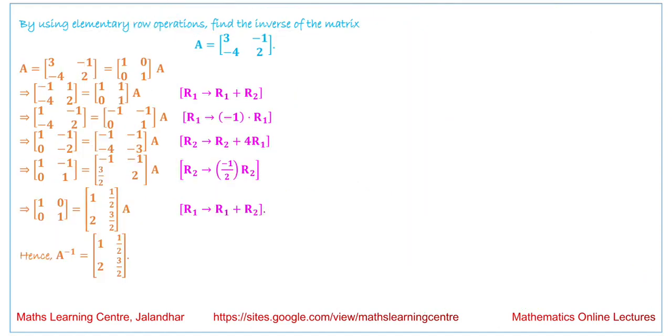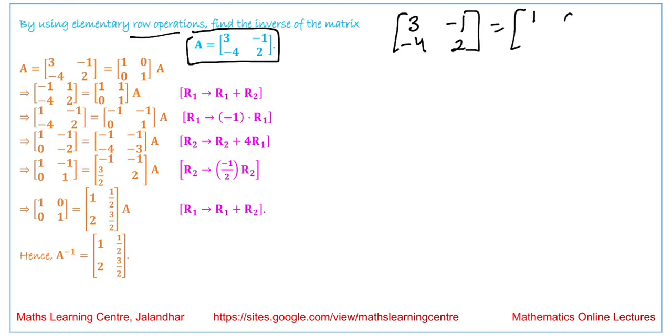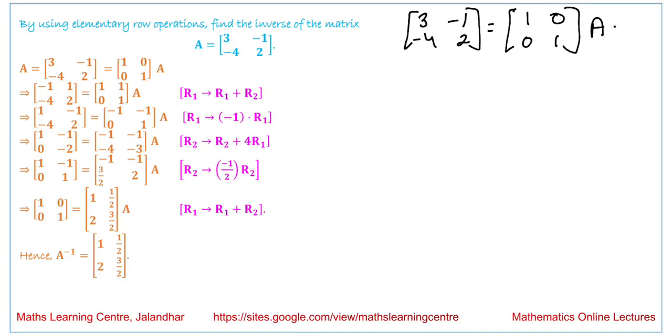Next we have this matrix A given to us and we have to find its inverse using elementary row operations. So again we write 3 minus 1 minus 4 2 equal to 1 0 0 1 into A. Look at the first element over here. This first element is 3 and this element is minus 4. With the help of this element we are going to make this 0. So row 2 approaches row 2 minus, it is plus 4 by 3 times row 1.